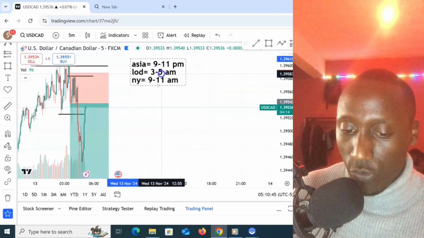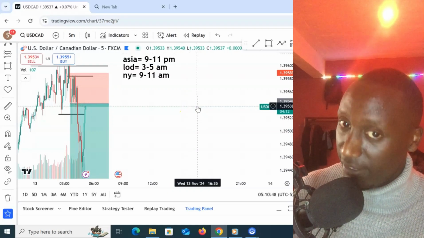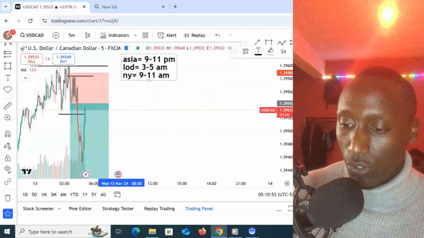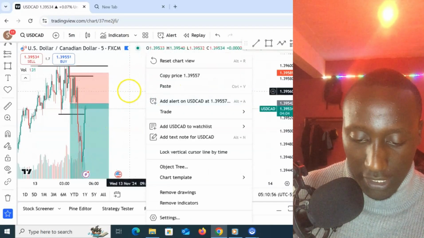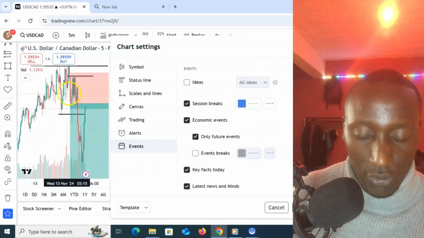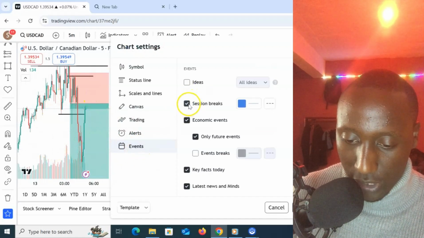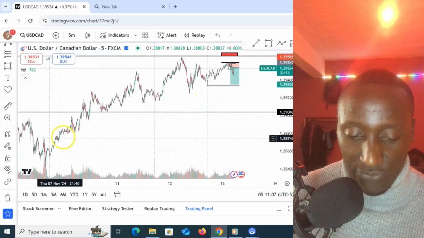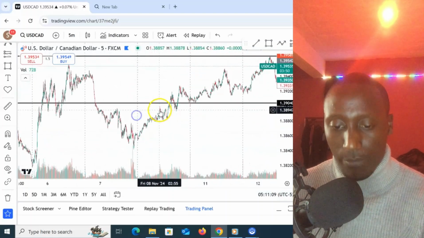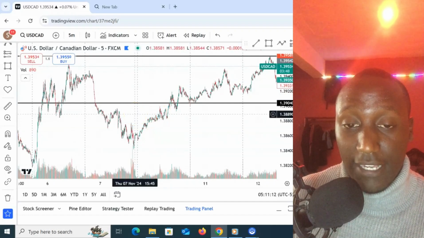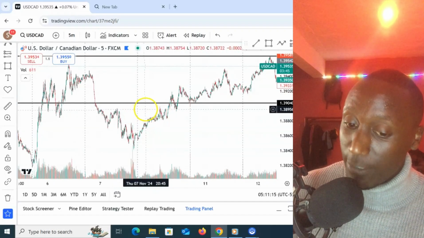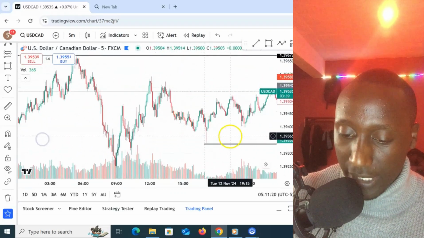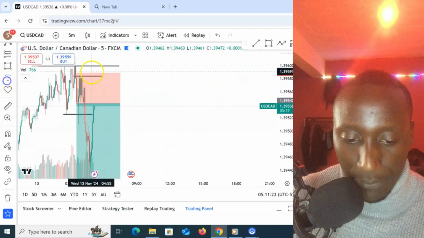All right. Now, when you come to the screen at the specific time, then we need a specific process to follow. So if you go to settings on TradingView, so right click your mouse, go to settings, then go to events. You need to check this box, session breaks. What this does is it shows you these lines. These vertical lines are very important because they show you the beginning and the close of the day, which is important in identifying the high and the low of the day, which brings us to our next step. So step number 1 is time.